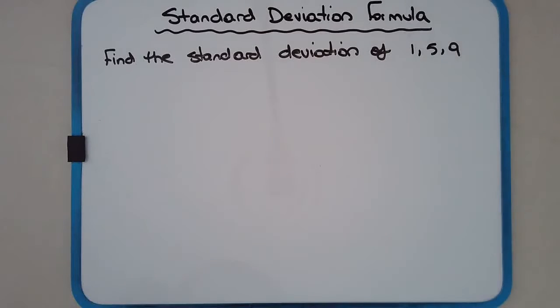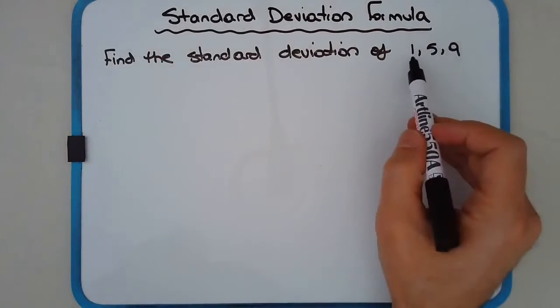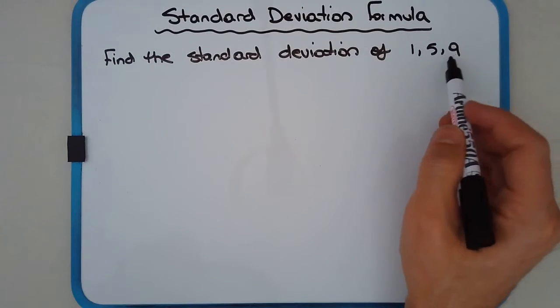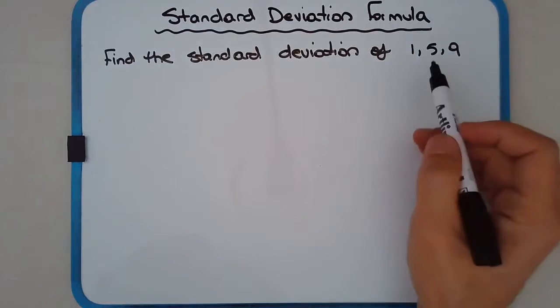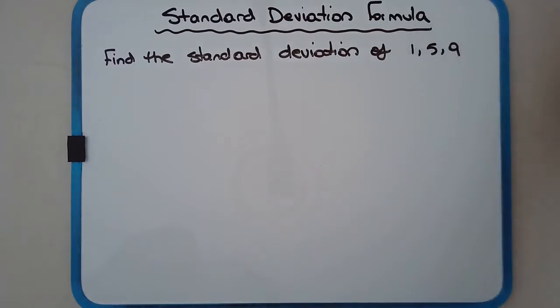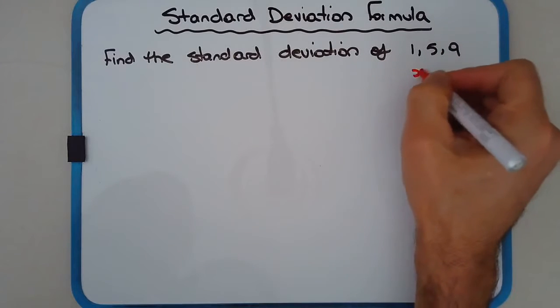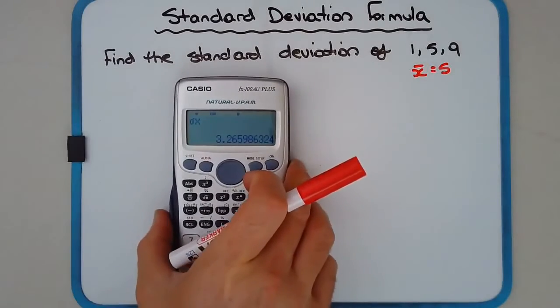A good question came up in class, and the question was to do with the standard deviation of these three scores, 1, 5, and 9. If the standard deviation is meant to measure the average distance of each of the scores from the mean, and the mean of these three scores we'll work out to be 5, why then, when we used the calculator, was the standard deviation this number?